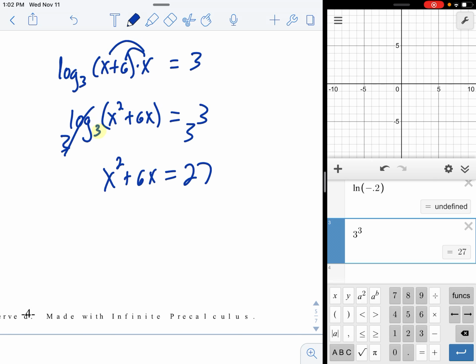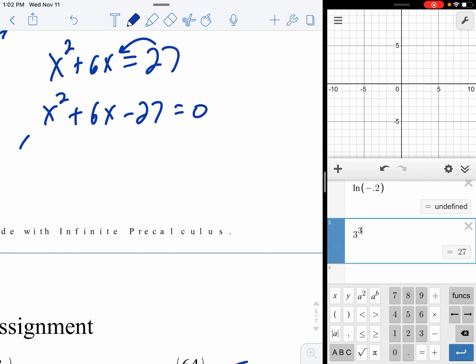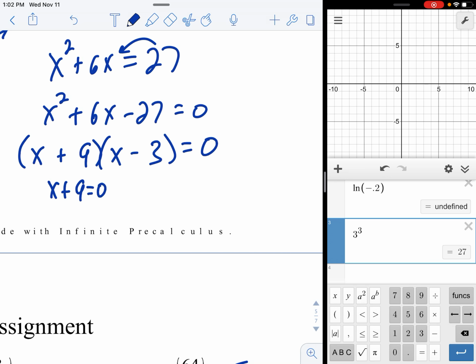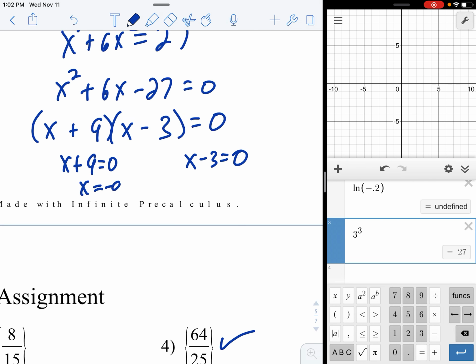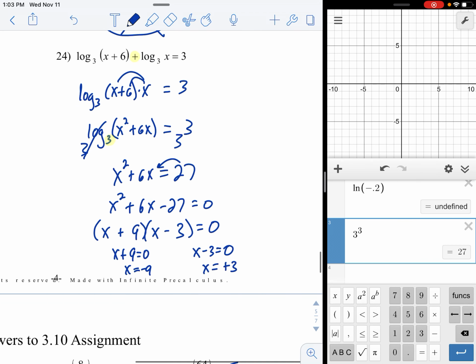Now we've got a quadratic. I'm going to work it so that one side is 0, so I have to subtract the 27. And you can solve a quadratic a number of different ways. I'm going to use factoring. 9 times 3 is 27. Positive 9 minus 3 adds up to positive 6. Now set each of these factors equal to 0. And when you solve this one, you get x equals negative 9. And when you solve this one, you get x equals positive 3. Why did I write a plus sign? I don't know. Now let's go back and check.